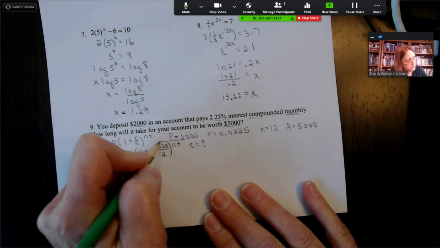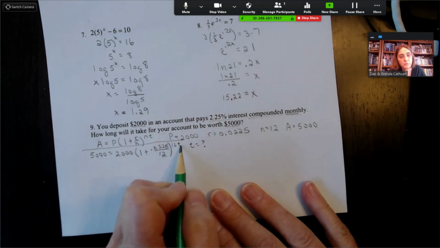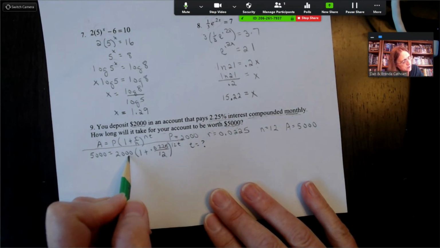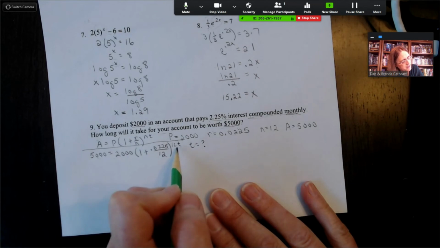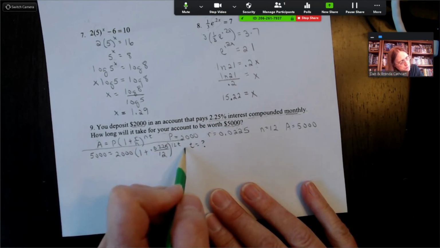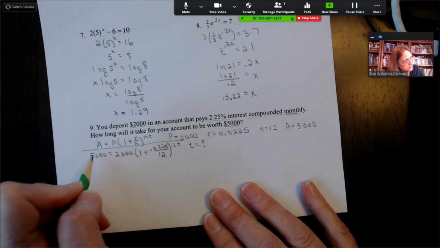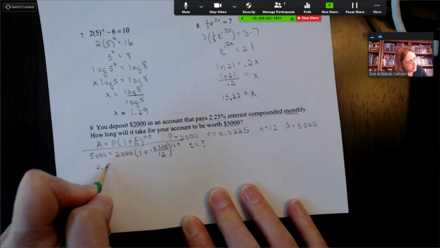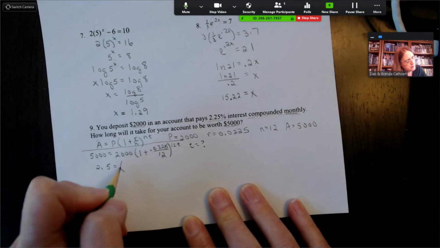So here's the equation that we want to solve. I want to get t by itself. Well, the first thing I'm going to do is divide both sides by the 2,000 because I need to get this exponential part by itself. So dividing both sides by 2,000 gives us 2.5 equals the quantity.